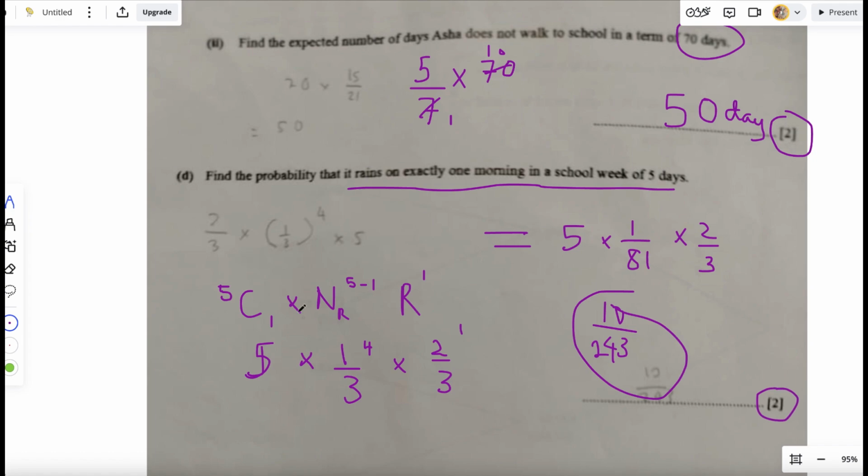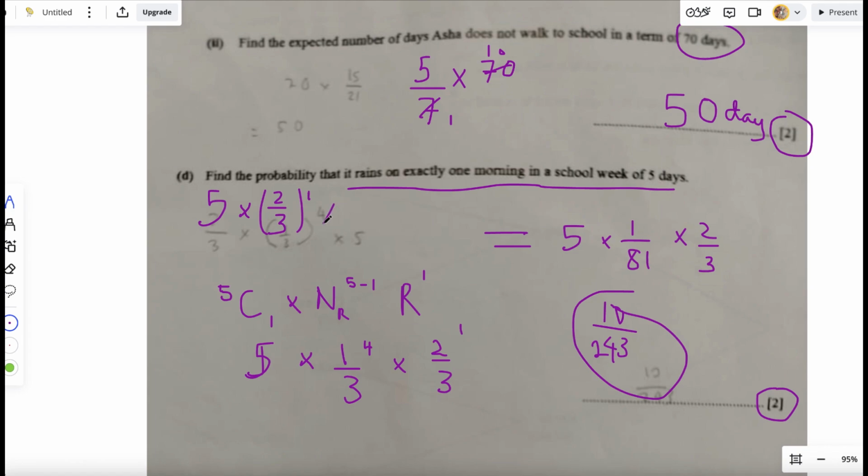Now, in another way, look at it, if you're not an additional maths student. Now, it says find the probability that it rained on exactly one morning in a school week of 5 days. So how many days are in a school week? 5. So I write 5. So I will multiply whatever I'm going to do with 5. Probability that it rains is 2 over 3. And since they say it rains only 1 day, I'll raise it to power 1.